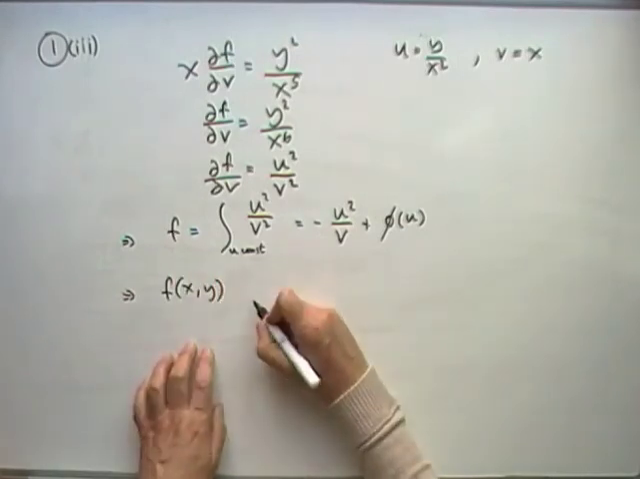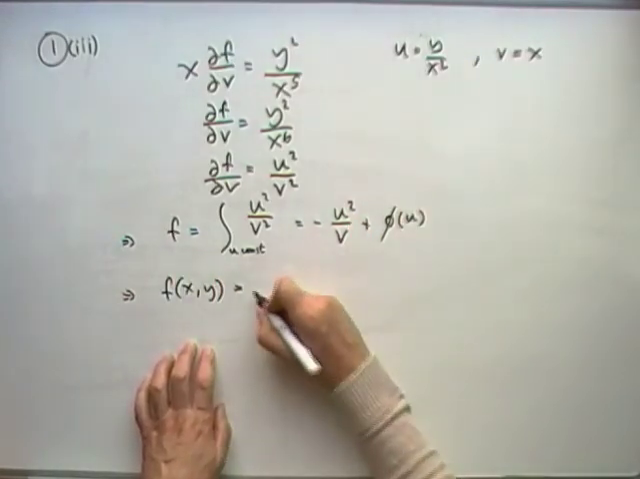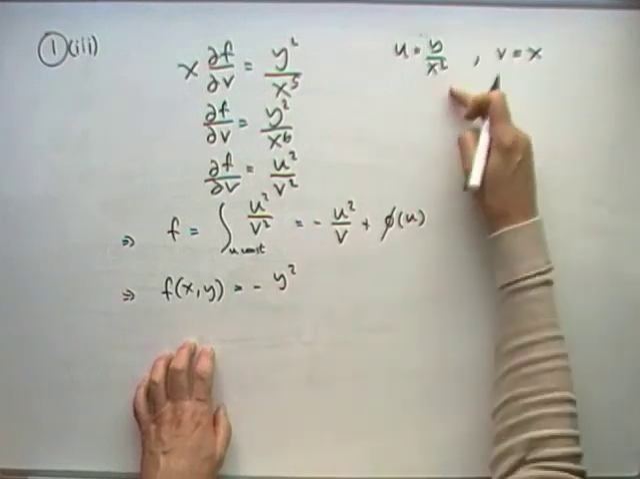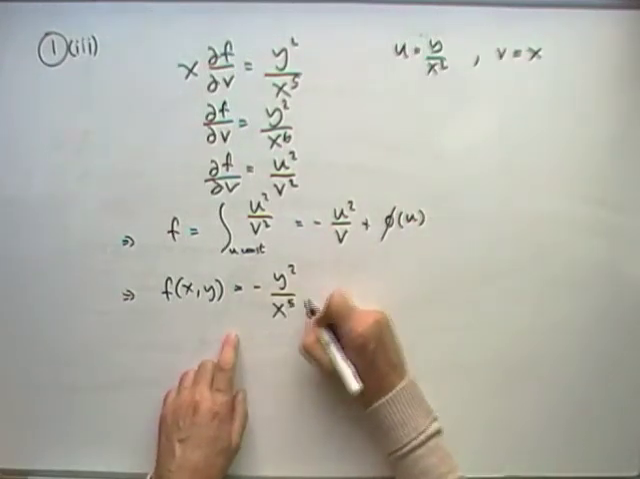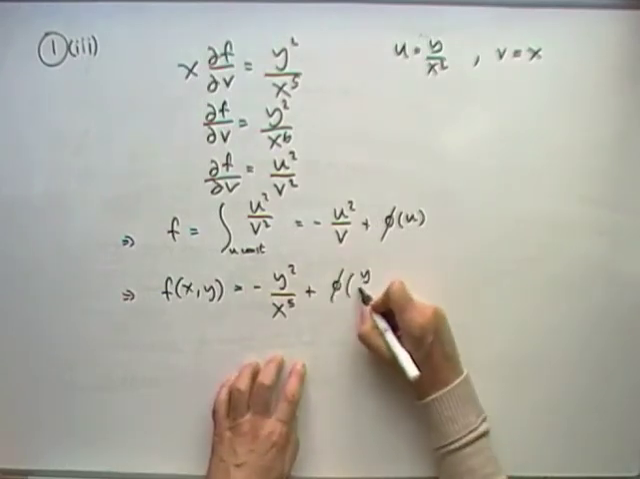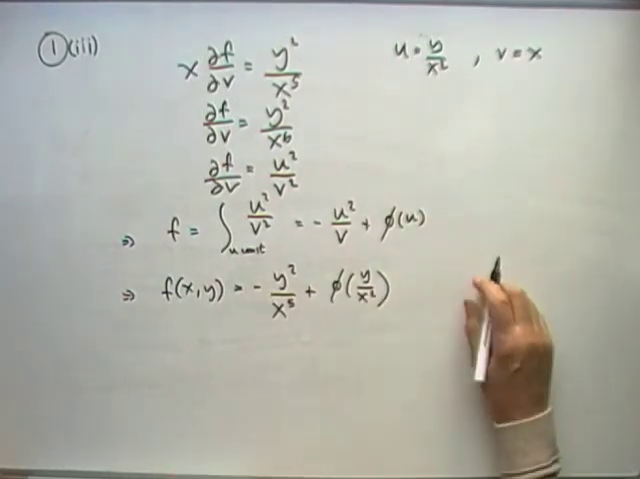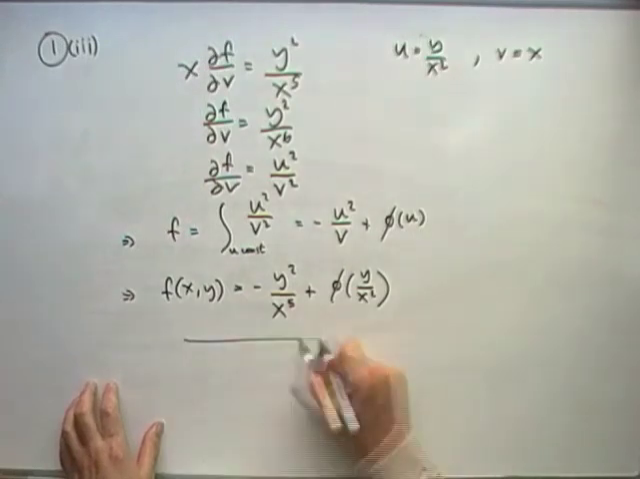But I want that in terms of x and y, so I'll need to put those variables back the way they were. Well, that was y over x to the 4, and another x underneath makes it over x to the 5, plus some function in terms of, and u was y over x squared. And that's it done. There we go.